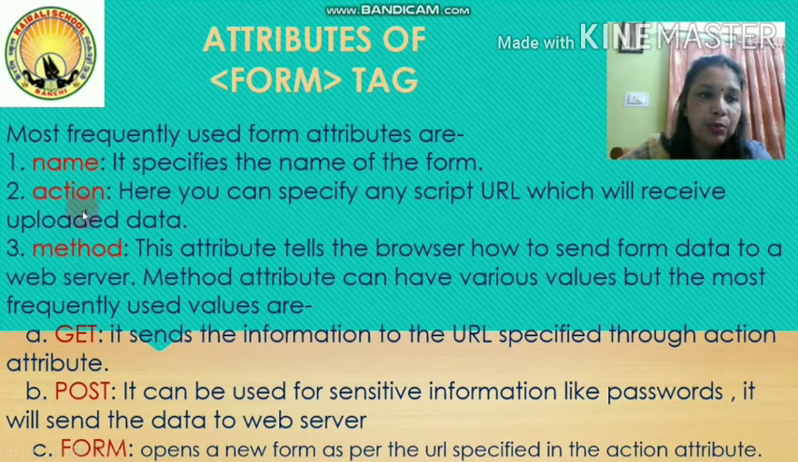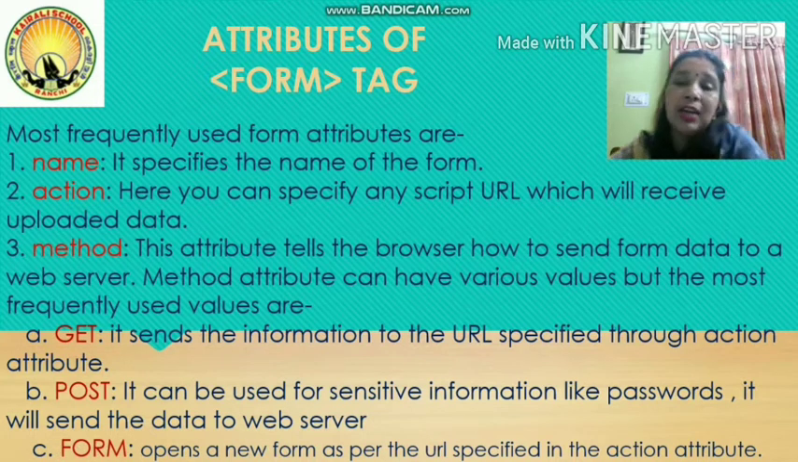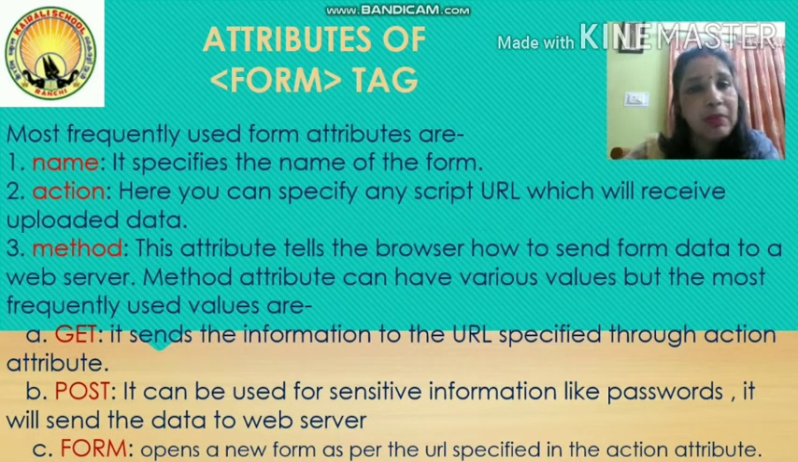Then we have two important attributes, action. Action, here you can specify the URL where you want the data to be stored. Like I want that whatever data I am collecting, it should go to my mail ID. Okay, so I'll be writing action equals to my email ID there, and in that case the method's value must be get. Okay, so it is not secured form of submission of data. It cannot be used for sensitive type of data.